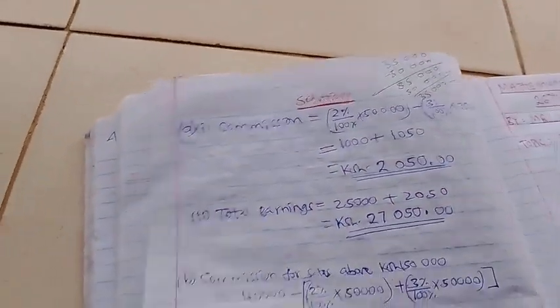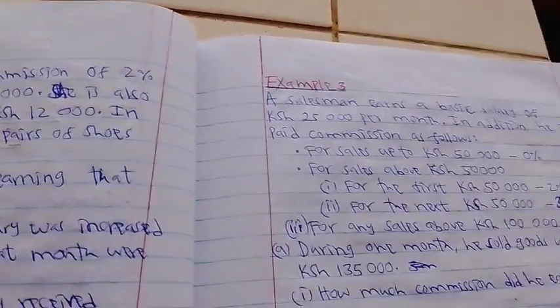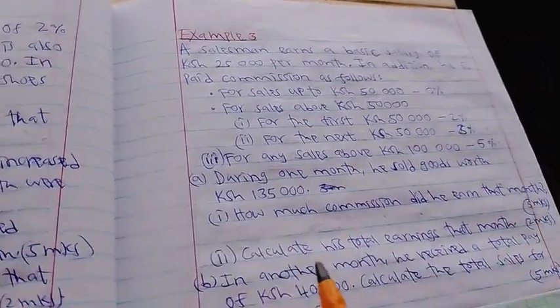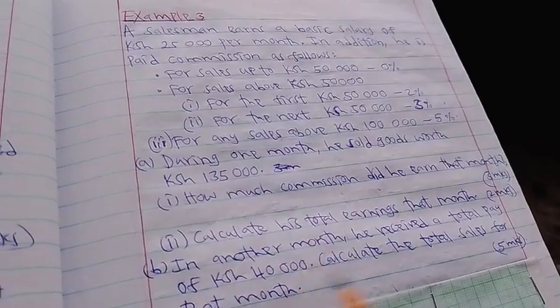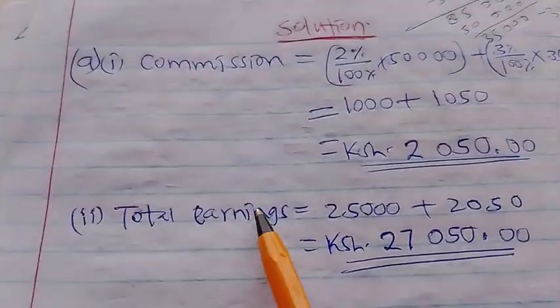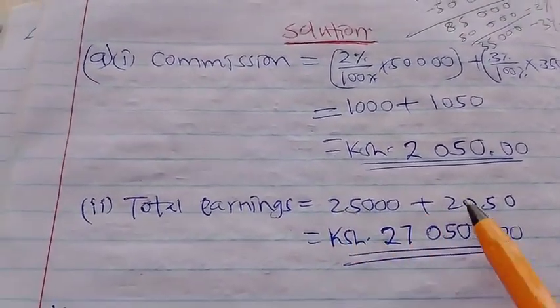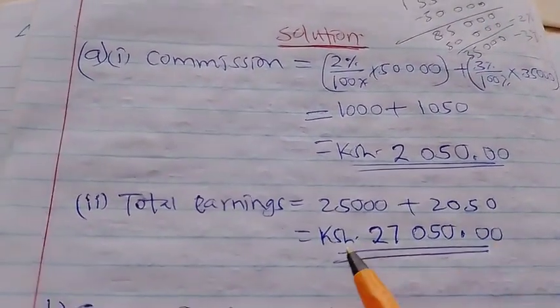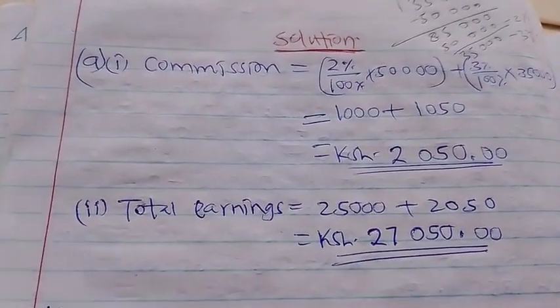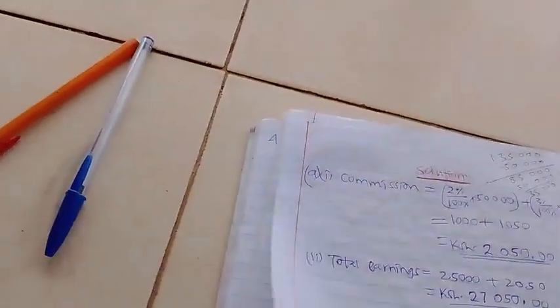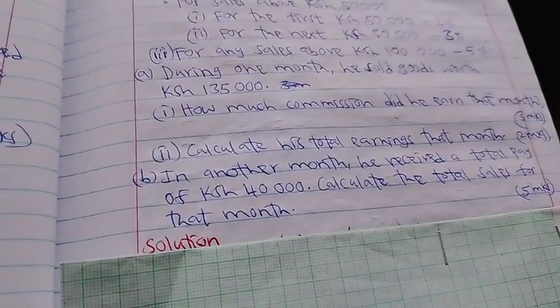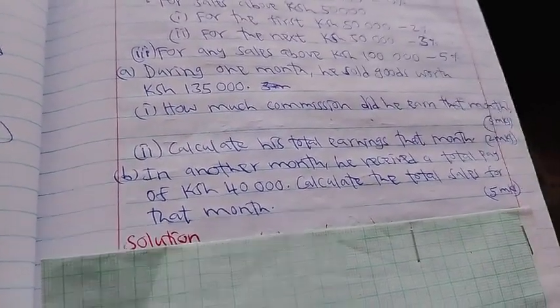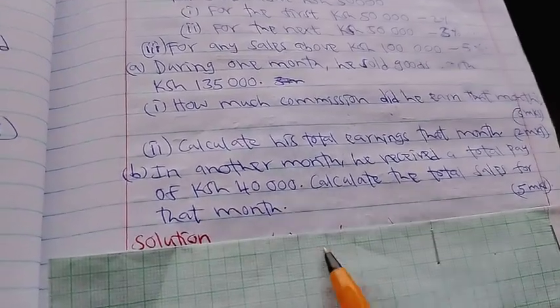That was the first question, which you were asked: if the total sales were 135,000, what was the commission that month? Now, part 2, calculate his total earning that month. Now, total earning will be commission plus salary. 25,000 plus 2,050. The total earning was 27,050 shillings. Then in question part B, in another month, he received a total pay of 40,000.